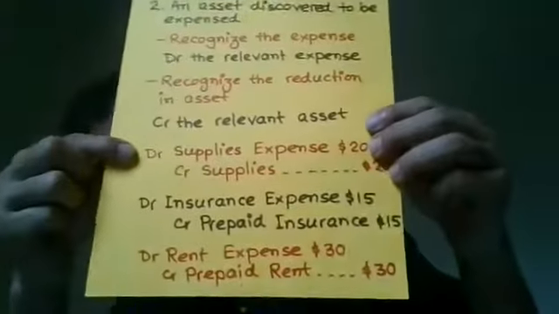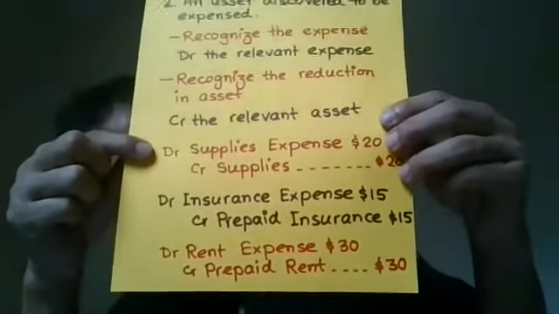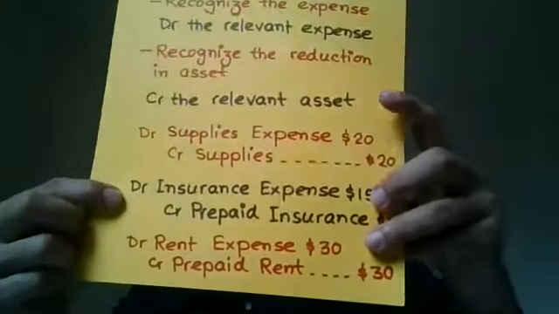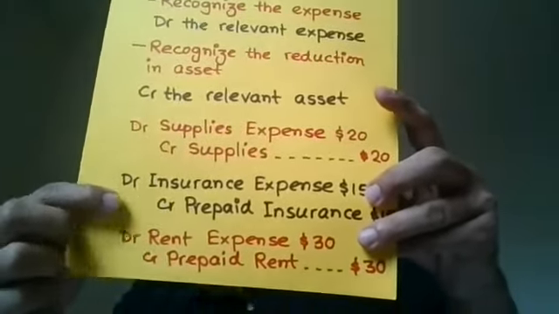When you originally purchase it, you debit supplies, you record it as an asset, which is supplies, but now you're recognizing a part of it as an expense. So you debit supplies expense and credit the corresponding asset, meaning you recognize a reduction in the volume of that asset. So the journal entry is going to be like this: supplies expense, debit, supplies credit. Another one: insurance expense, debit, prepaid insurance, credit.